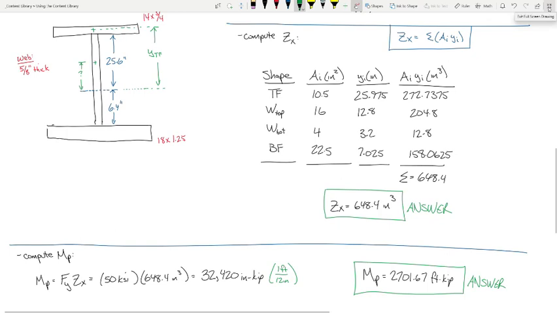I kind of want to go back to the slideshow a little bit, but before I do, does anybody have any questions? All right. Now, again, where was the plastic neutral axis? It was 6.4 inches from the top of this bottom flange. That's not where the centroid is, and I can show you.